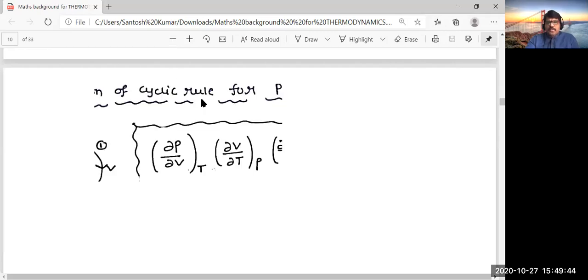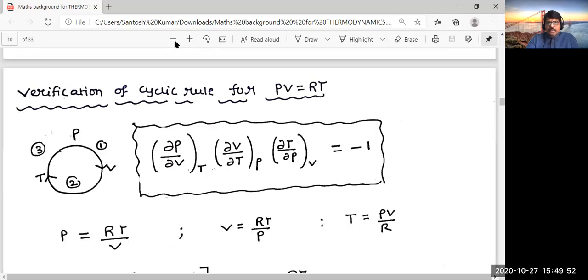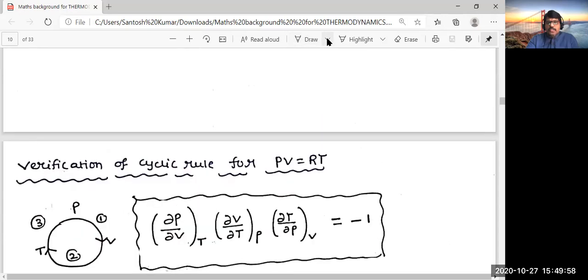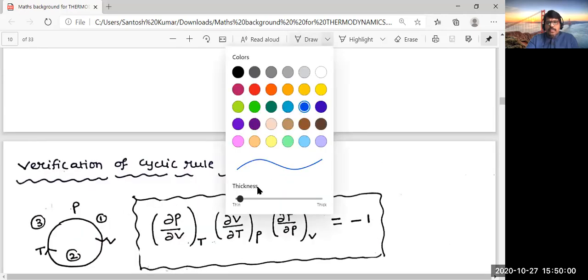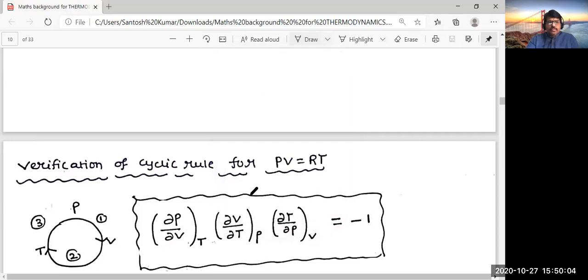So, the ideal gas equation for 1 mole of gas, and we have to verify whether the given equation obeys the cyclic rule or not. Let us check. Here the given equation is the ideal gas equation, and we have to identify this.